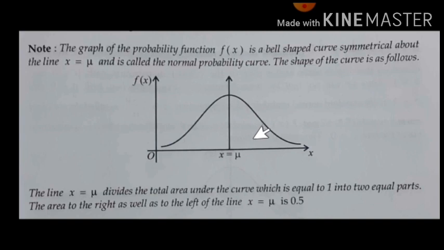In terms of percentage, the total area under the normal curve is always 100%. The right hand side of this line has 50% of the area, and the left hand side of the line x is equal to mu has 50% of the area. So you need to keep in mind that the normal curve always divides the area equally into 2 parts. The bell-shaped curve represents the area under the curve in the normal probability distribution.